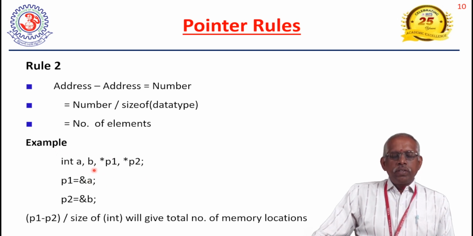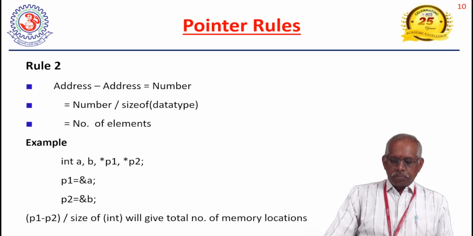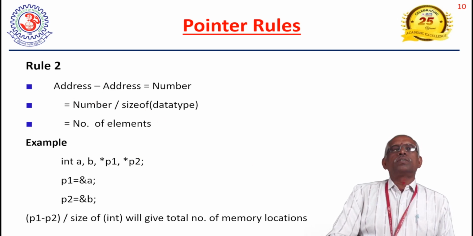Integer a comma b, 2 ordinary variables. And there are 2 pointers, P1 and P2. Now I'm assigning the addresses of A and B to the corresponding pointers P1 and P2. So P1 is holding the address of A, P2 is holding the address of B. So now P1 minus P2 divided by the size of integer, because the size of the data type will give you the total number of memory locations available here. Because once we have access to memory, we should know how many locations we are accessing. That is possible here. So rule 2 allows us to do this.